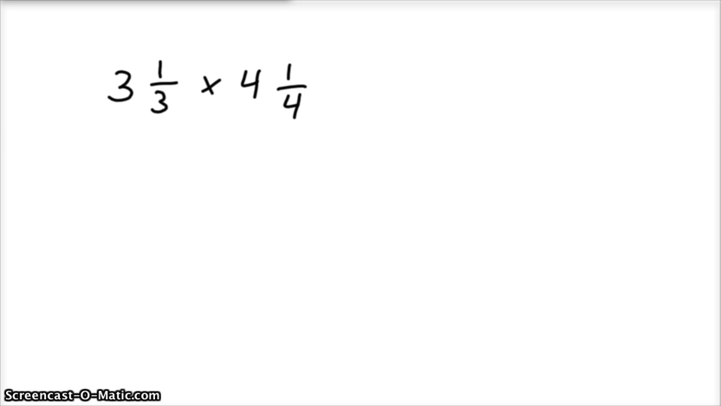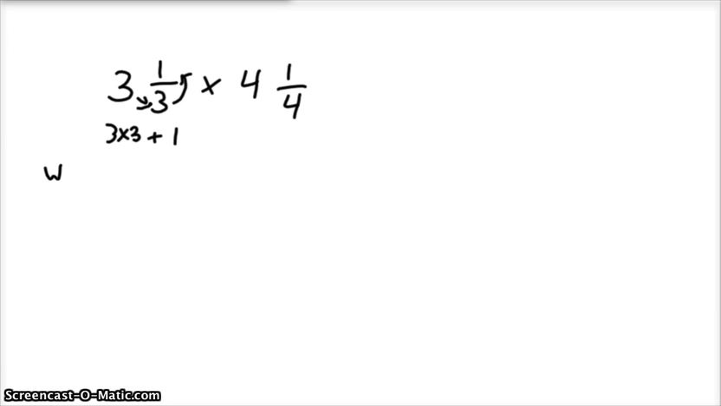Okay, so what I found the easiest thing to do is break down your mixed fraction into an improper fraction. That's the name of it. The way that we do that is we multiply our whole number by our denominator. So we do 3 times 3, which is 9, and then we add that up to the top. So we end up with 10. So we have 3 times 3, and then plus 1.